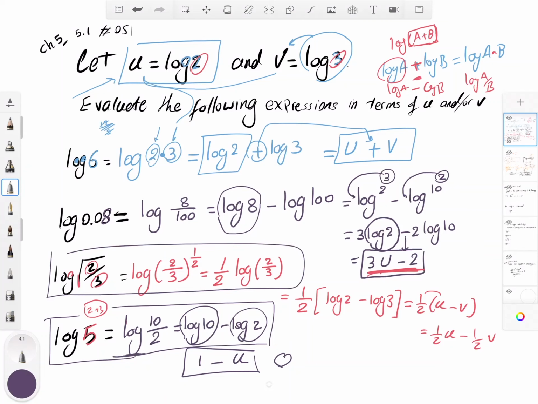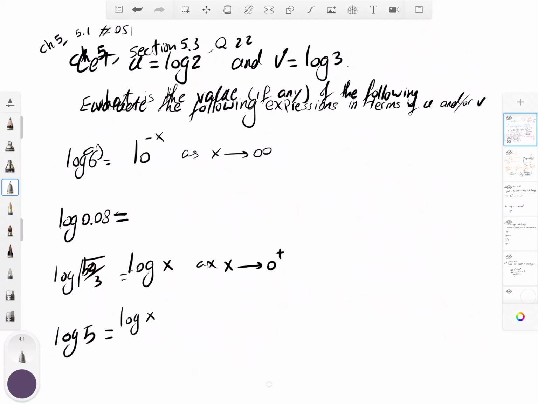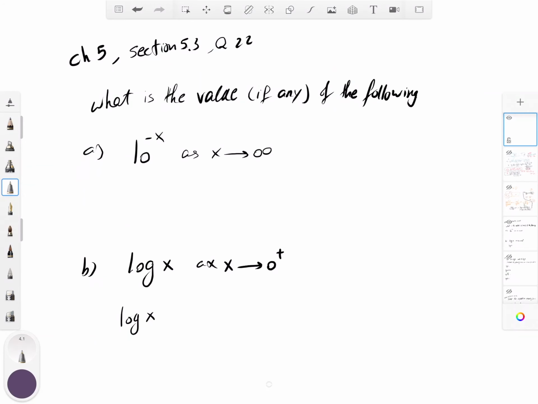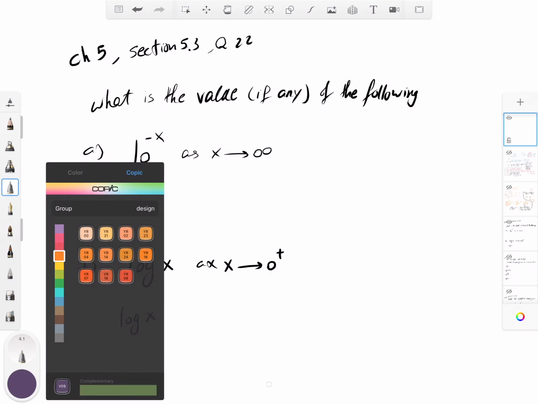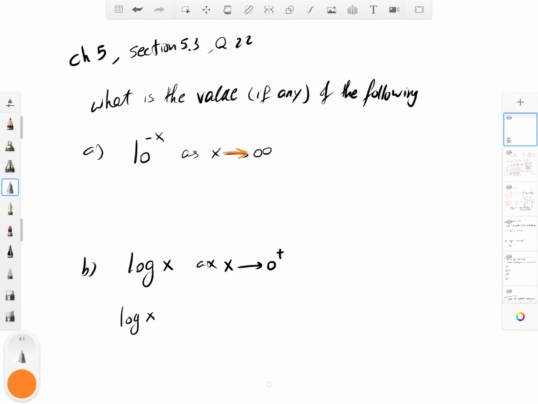Let's go over the last homework question. All right, limit. You don't see a limit here, but when they say this, that means x approaches infinity. This is exactly the same as limit of 10 to power of negative x when x approaches infinity. And what is the value? 10 to power negative x is the same as limit of 1 over 10 to power of x, as x approaches infinity.